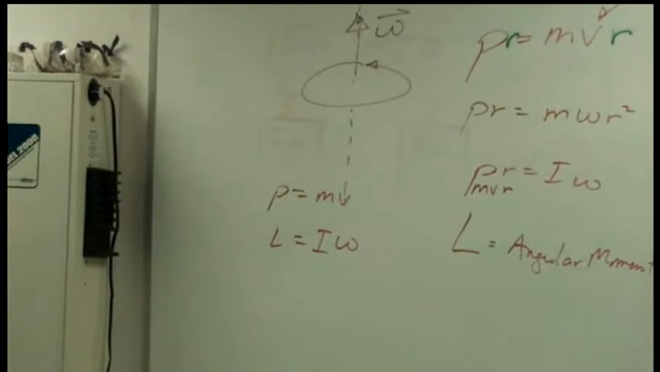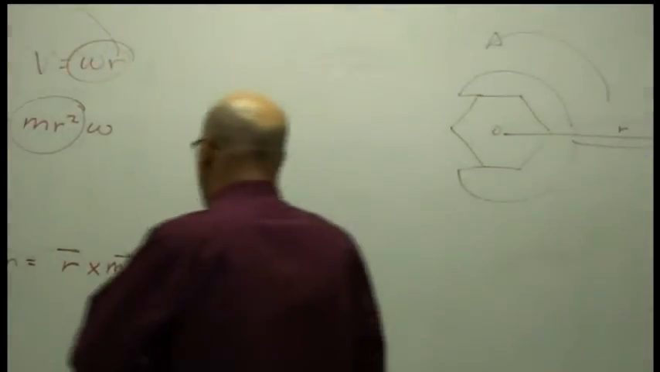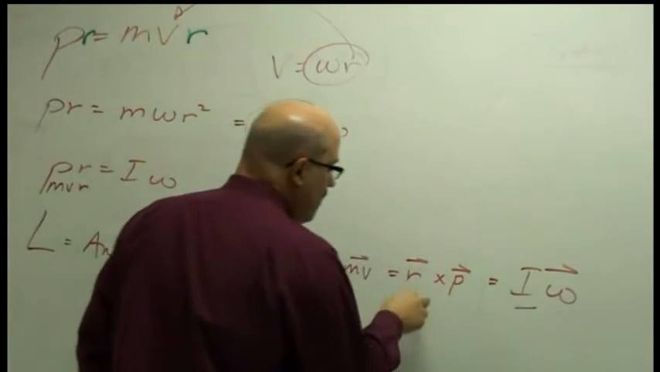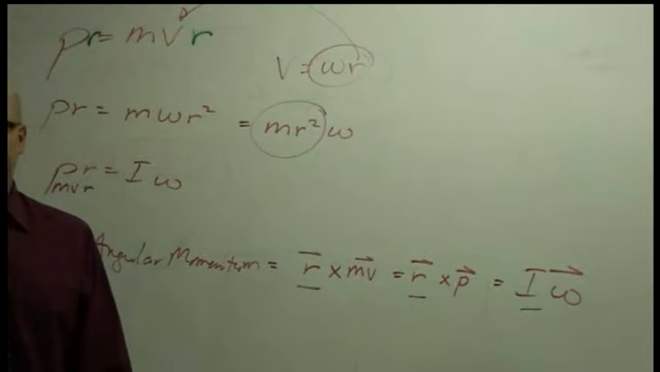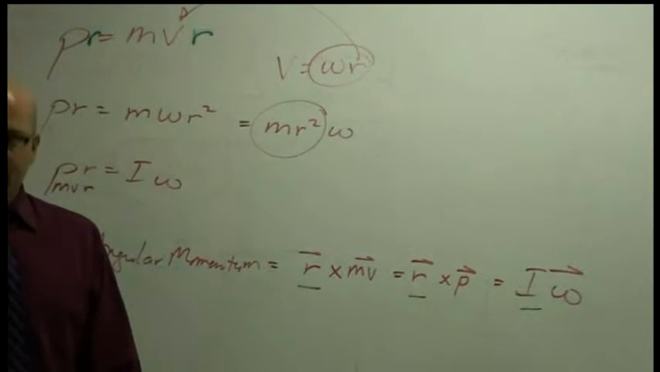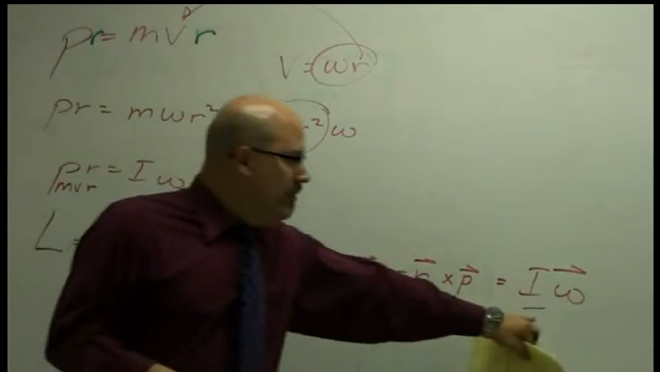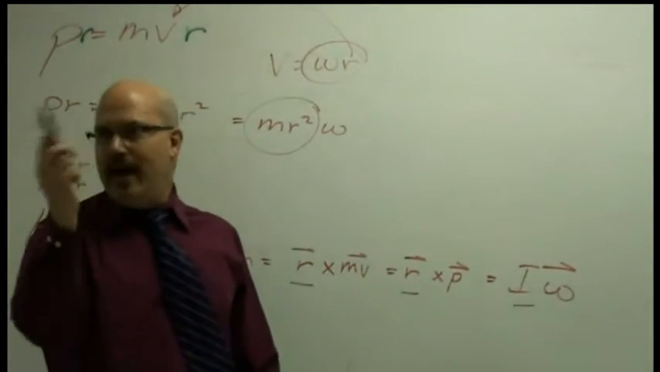A couple things before we go on. This number here, this number here, and this number here all imply a center point. Radius implies a center point. Moment of inertia has a point about which we're calculating it, right?